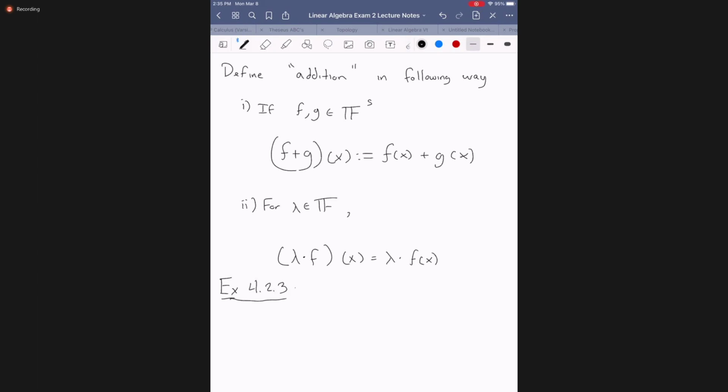Example 4.2.3: prove that this triple right here is a vector space over F, okay? I'm not going to prove every single one of them. I'm just going to pick the important ones from the list of axioms. But if you want to prove it, you have to show all 10 of them, all right? All 10 of them.